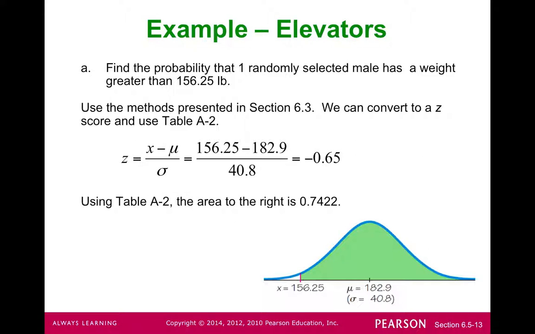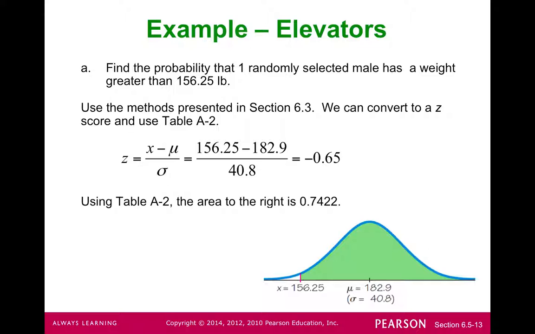Okay, so let's jump into part A. For part A, we're going to find the probability again that one randomly selected male has a weight greater than 156.25 pounds. The nice thing for this part of the problem is we're using the same methods that we saw in section 6.3.